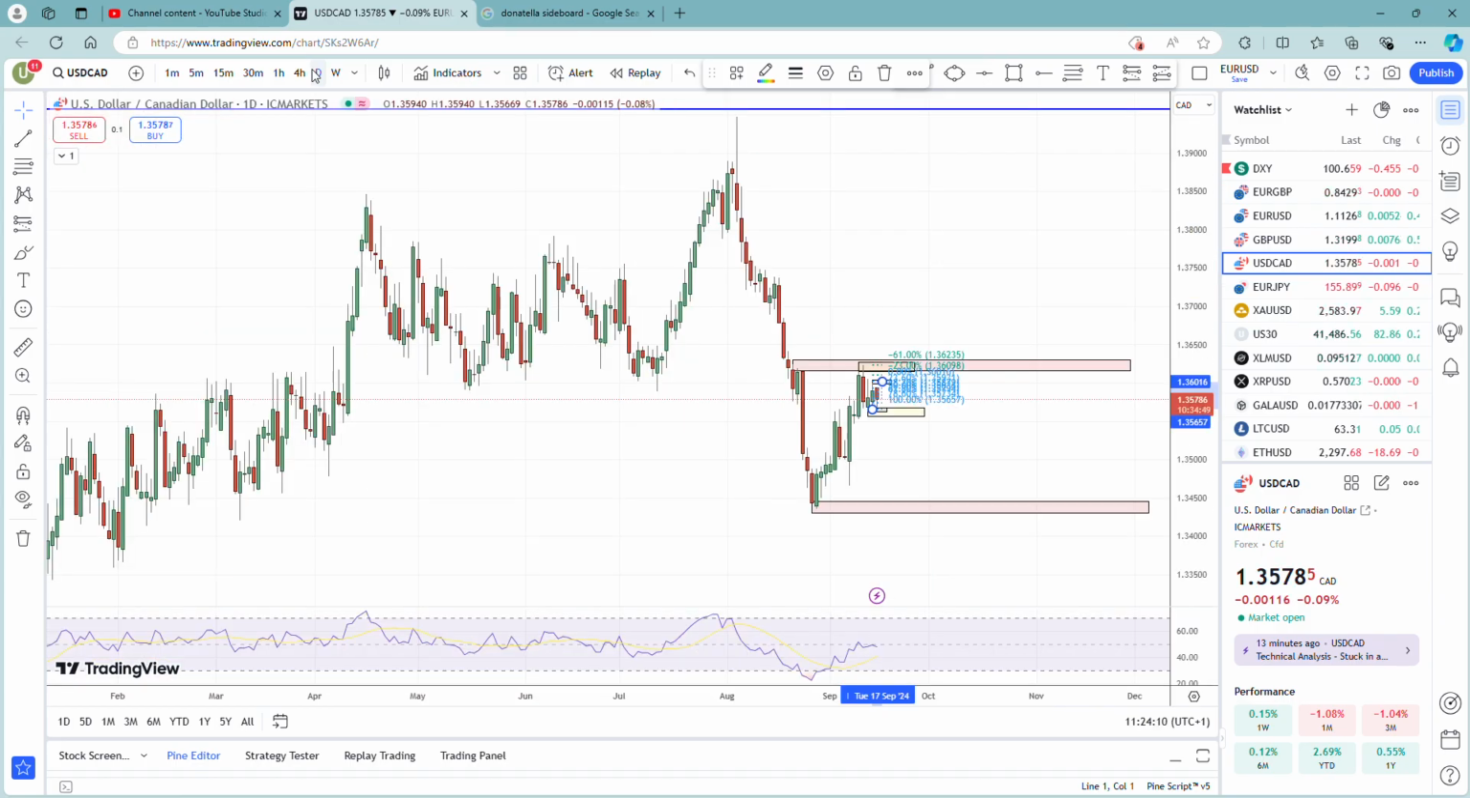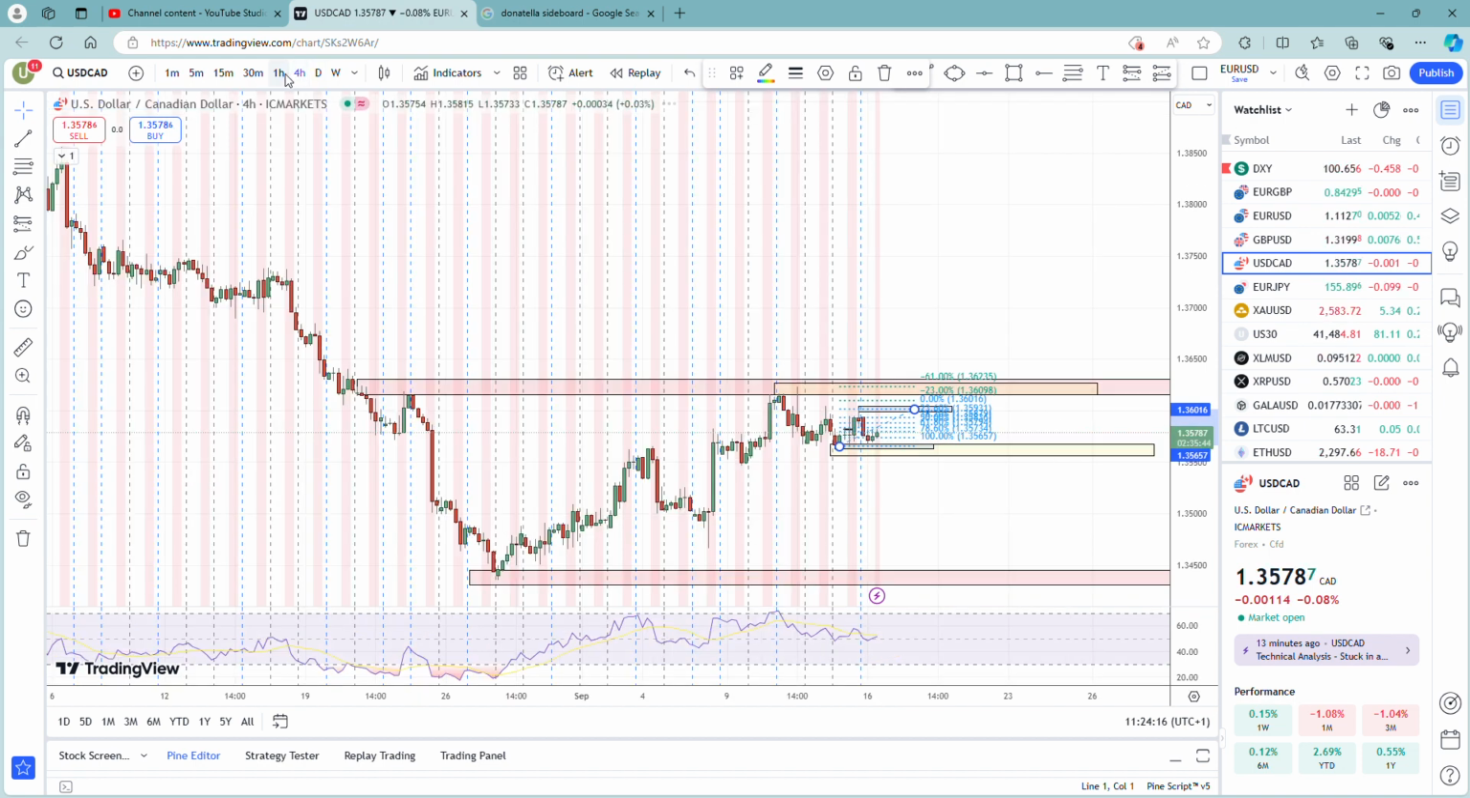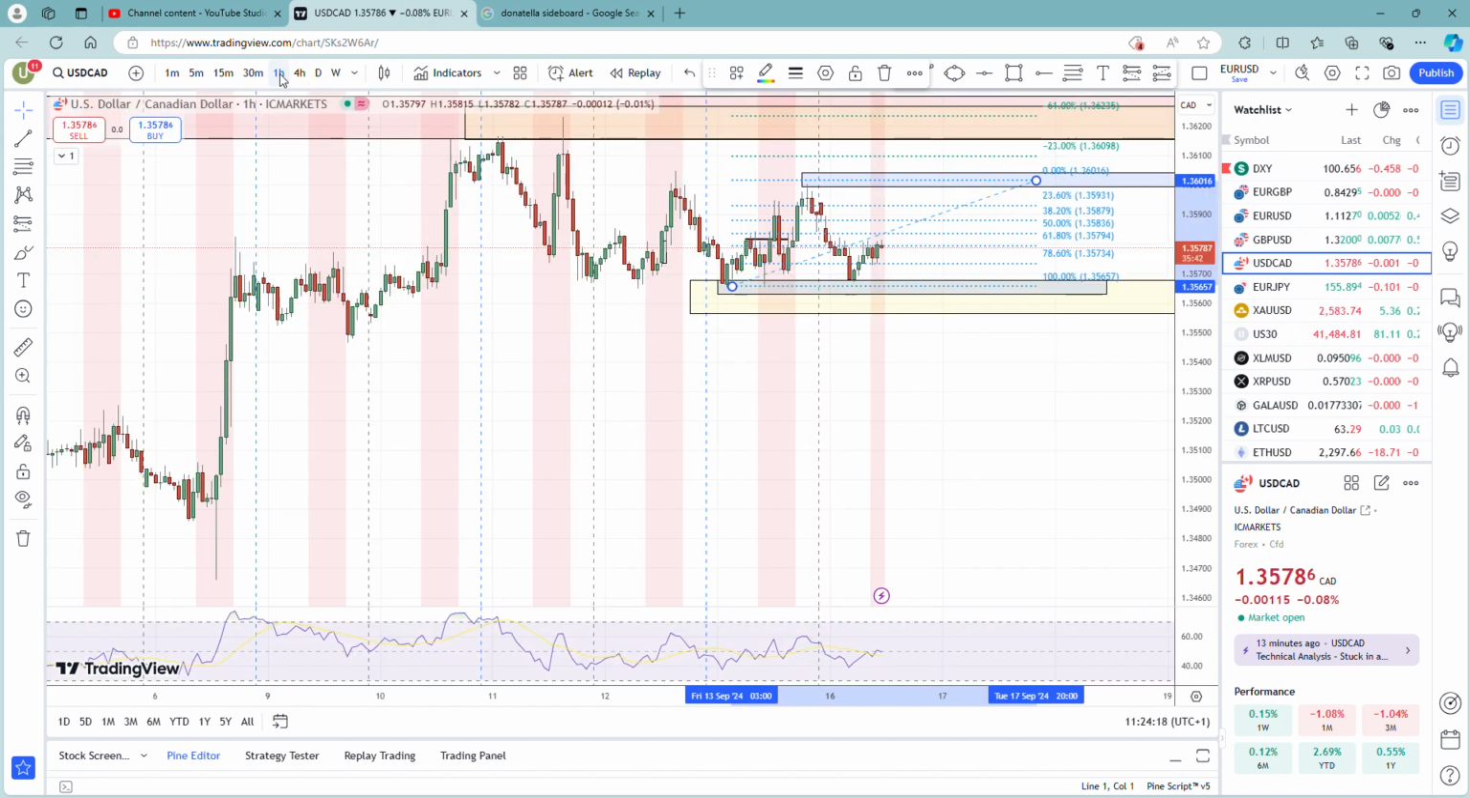As you can see on the daily, it has formed a higher low, but today is bearish. It is a bearish candlestick today. If you look at H4, it is bullish. If you look at the H4 candlestick, it is on a H4 support. It's only looking to go up from here.